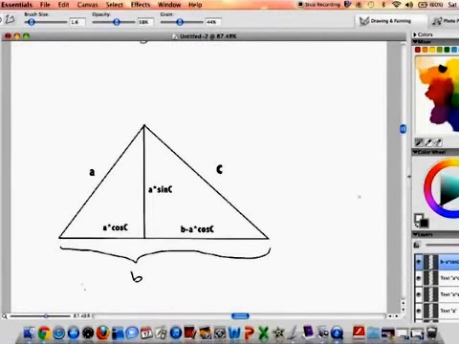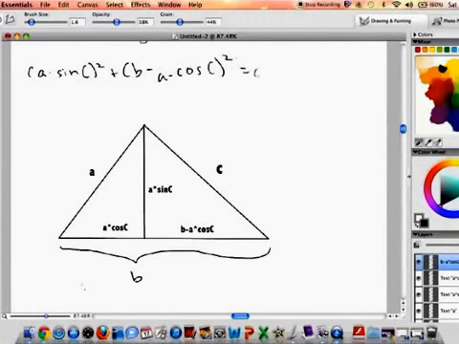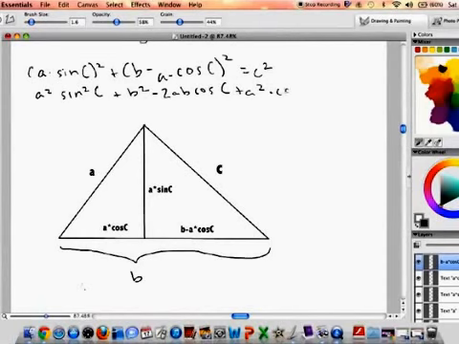And from the Pythagorean theorem, we know that this squared plus this squared is equal to c squared. So that means that (a times sine C) squared plus (b minus a times cos C) squared is equal to c squared. So when we expand that, we get a squared times sine squared C plus b squared minus 2ab cos C plus a squared times cos squared C is equal to c squared.